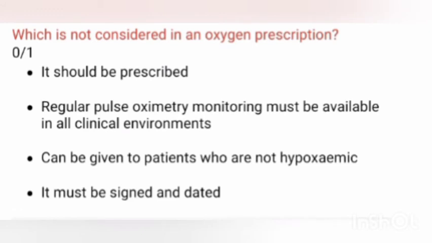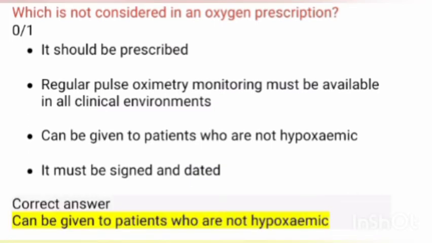Next question, which is not considered in an oxygen prescription? Option A, it should be prescribed. Option B, regular pulse oximetry monitoring must be available in all clinical environments. Option C, can be given to patients who are not hypoxemic. Option D, it must be signed and dated. The correct answer is option C, can be given to patients who are not hypoxemic.